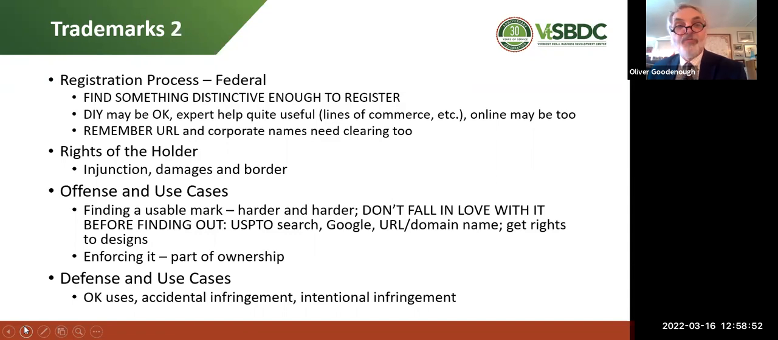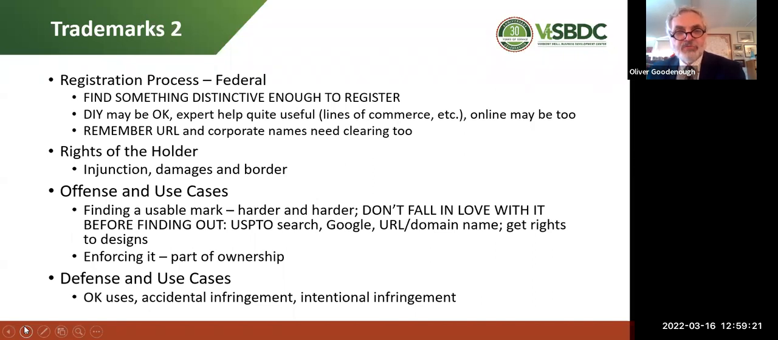Registration process. Find something distinctive enough to register. Again, as I mentioned, it's a little hard. There are so many trademarks registered. I've been working with a business myself, and we've been struggling to find trademarks. We say, oh, wouldn't it be great to call it X? And it turns out somebody else called it X. So you need to do that, and doing it yourself can be okay, but expert help can be quite useful here. Various lines of commerce, etc.